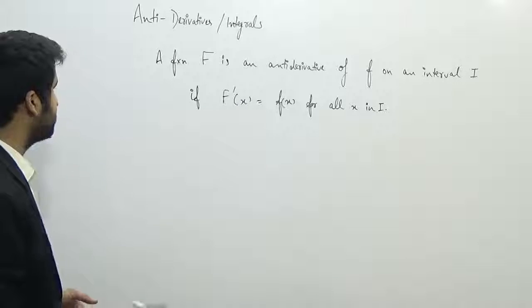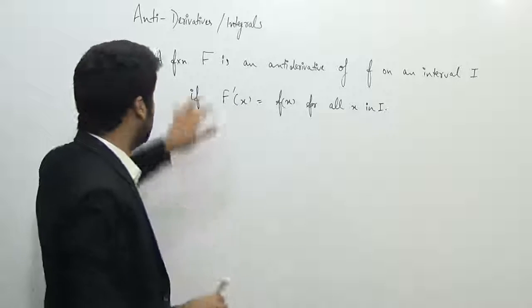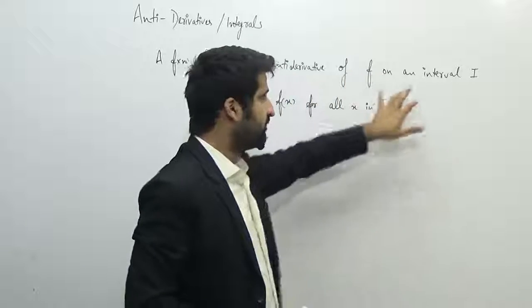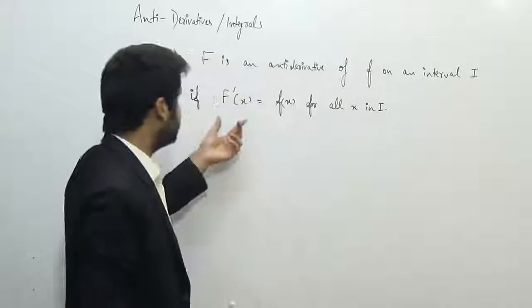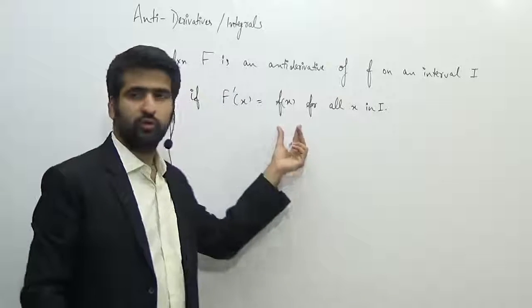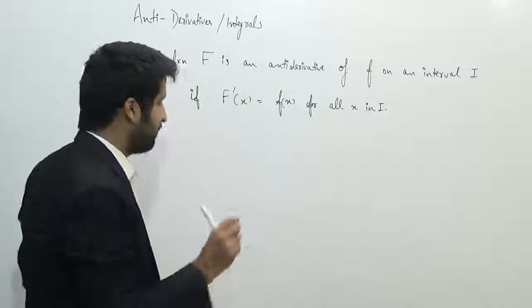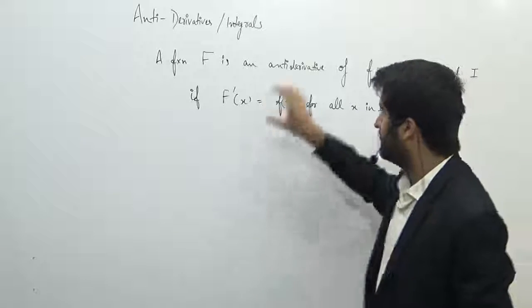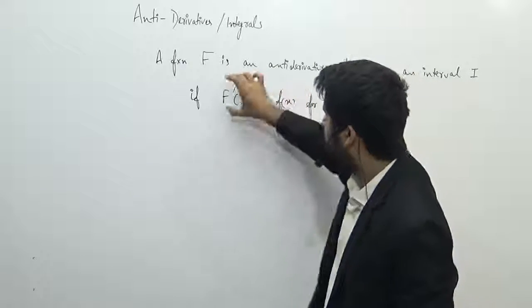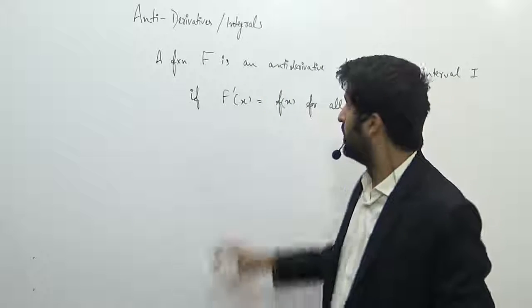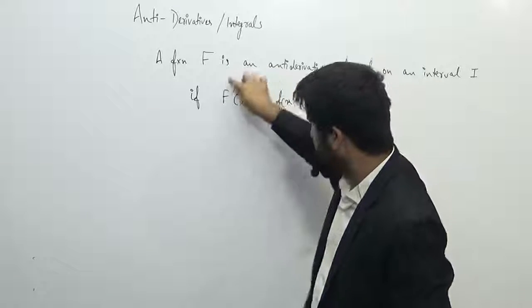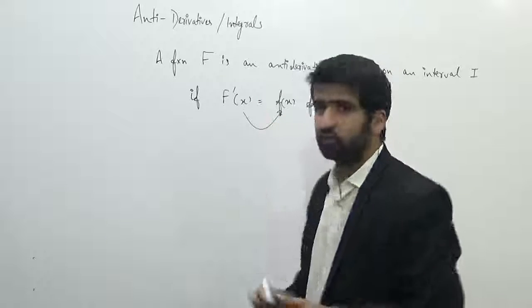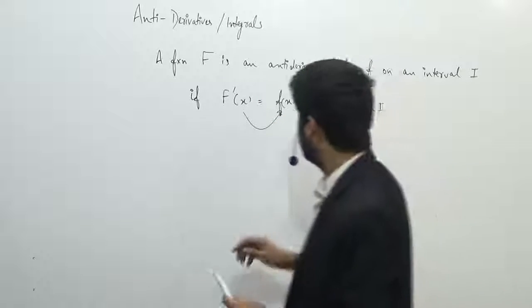So let's see the definition first. Let's first try to understand this one. A function F is an antiderivative of small f on the interval I if capital F dash x is equal to small f x. A function will be known as the antiderivative of a given function if we obtain the given function by the differentiation of that function. So if I do the differentiation of this function and I get this function, then this function is known as the antiderivative. This is a very easy concept.